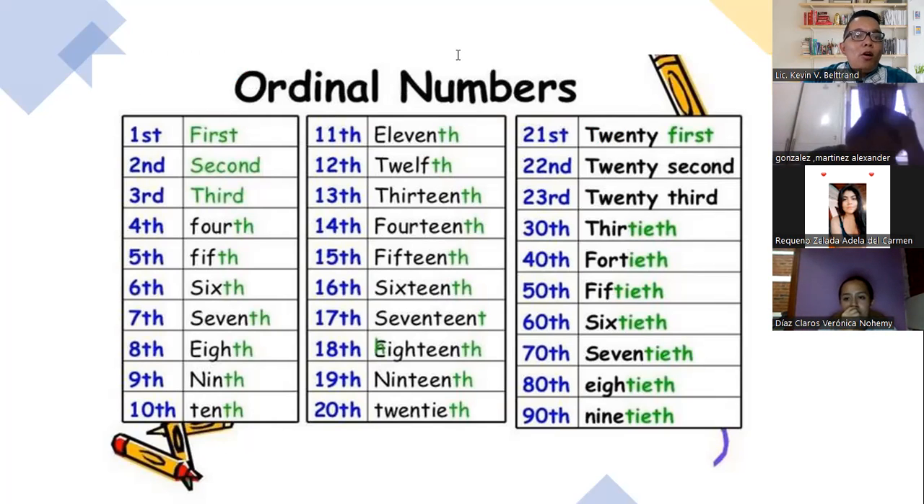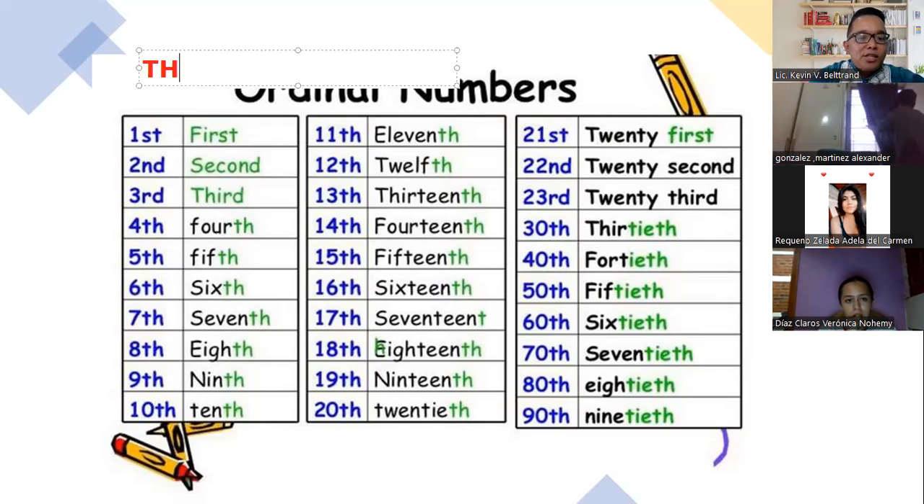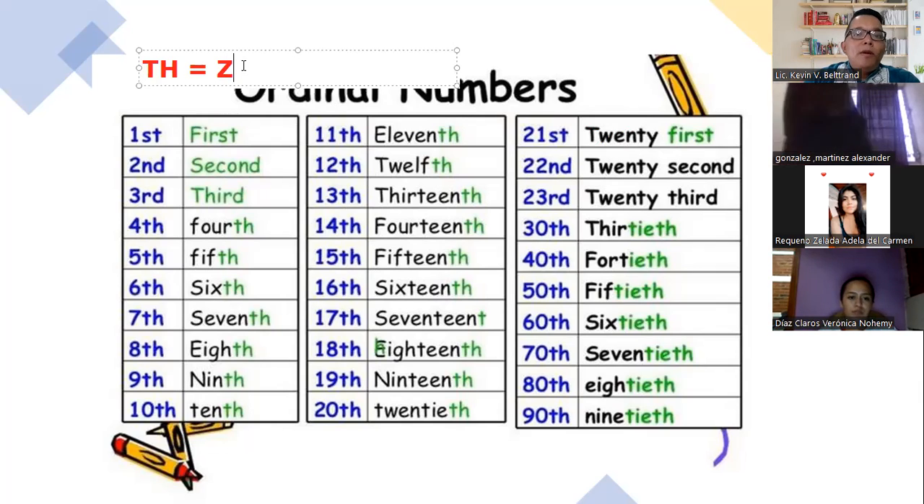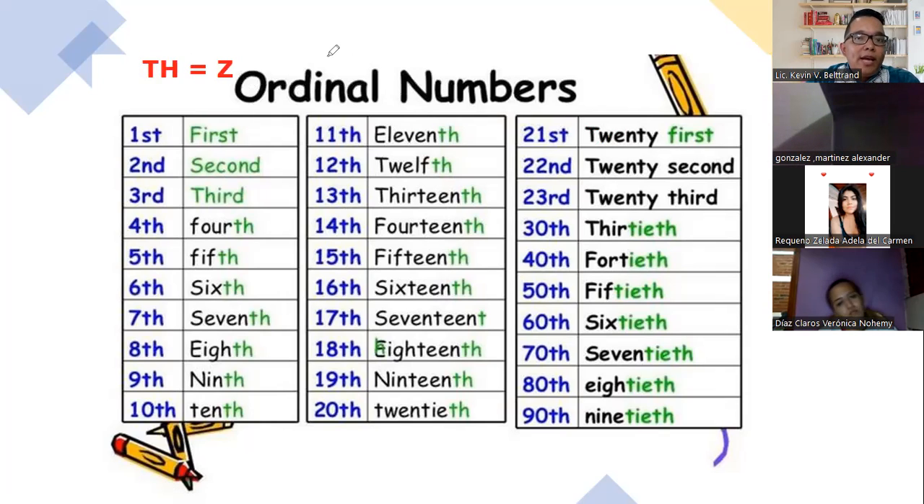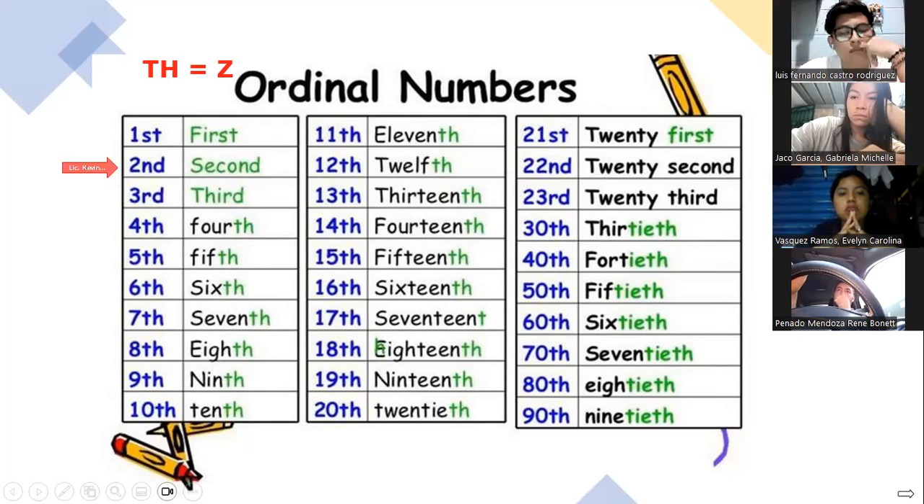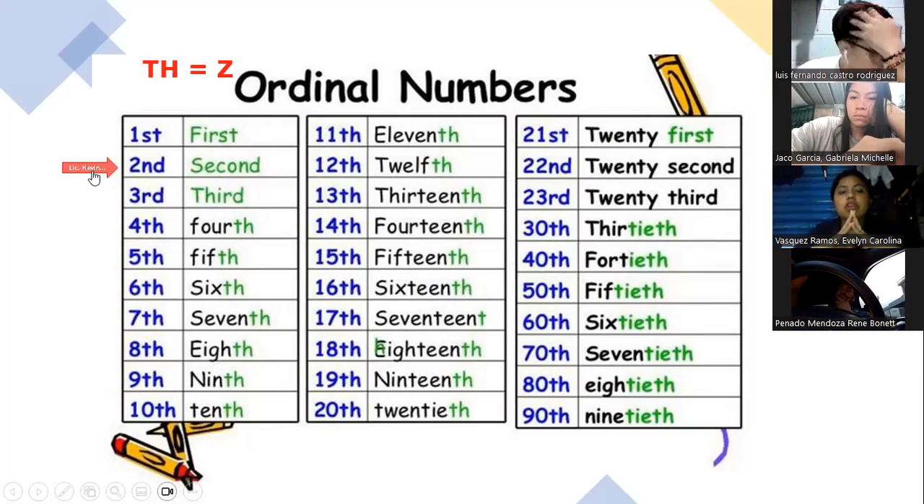Number 1. First, listen to the pronunciation, okay? Listen to the pronunciation. So, antes de empezar, recordemos que la TH suena como Z, all right? Como la Z en español de España, right? So, let's go. All right. Let's see the pronunciation for these numbers. First. Second, third, first, second, third. Los ven en verdecitos acá porque son los únicos que cambian totalmente su escritura.